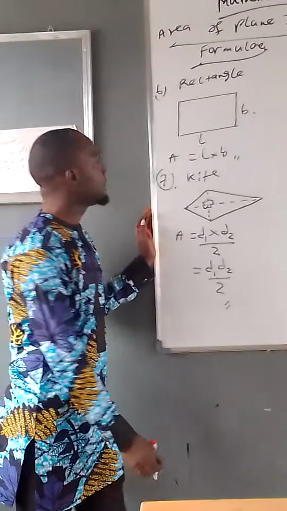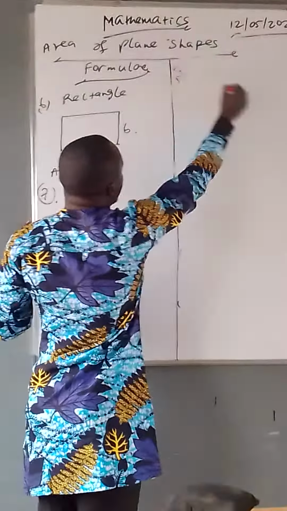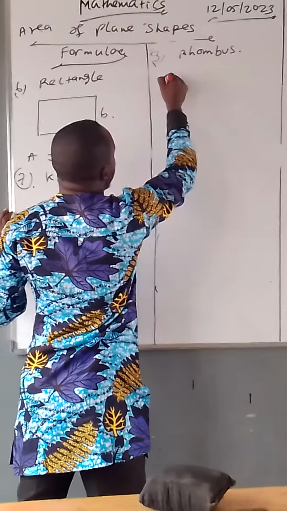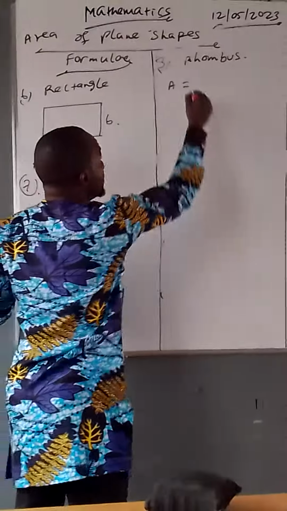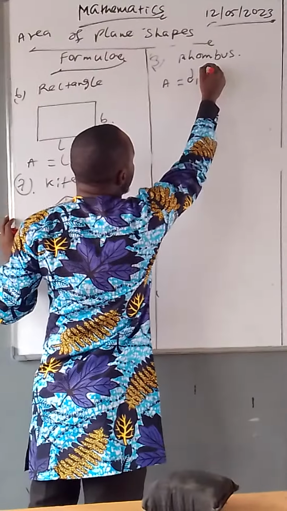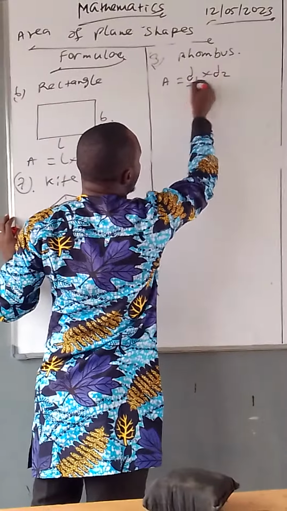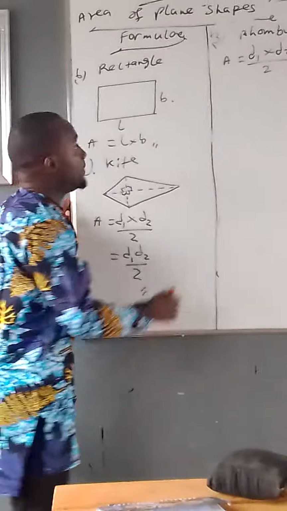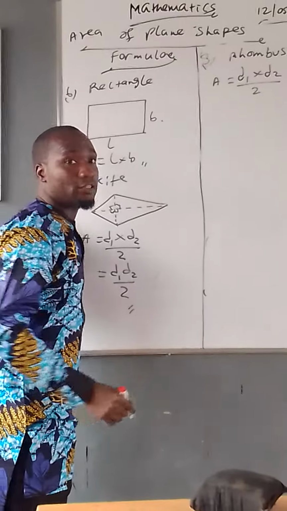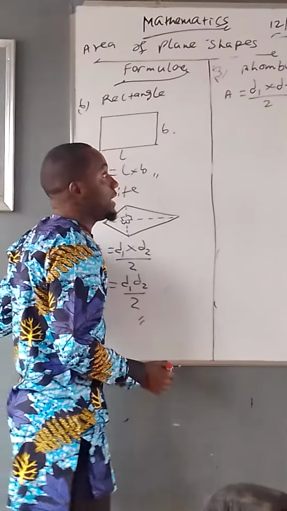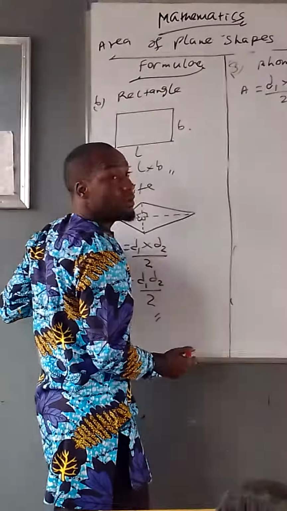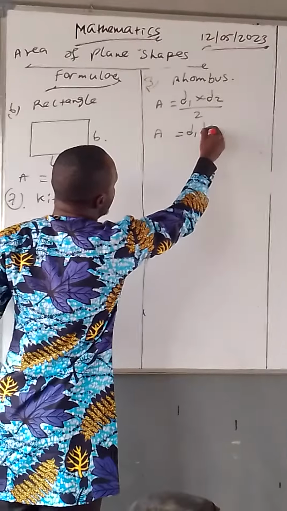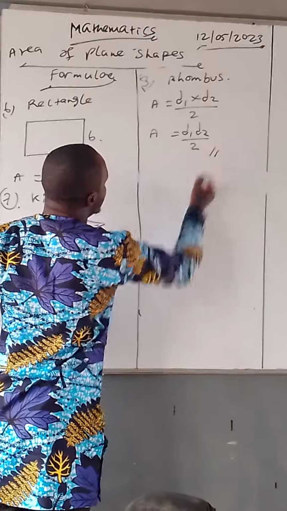And the next one is the rhombus. Area of the rhombus equals diagonal 1 times diagonal 2 all over 2, the same as that of the kite. If you multiply the two diagonals, then you divide the result by 2, that gives you the area of the rhombus. A is equal to d subscript 1, d subscript 2, all over 2.